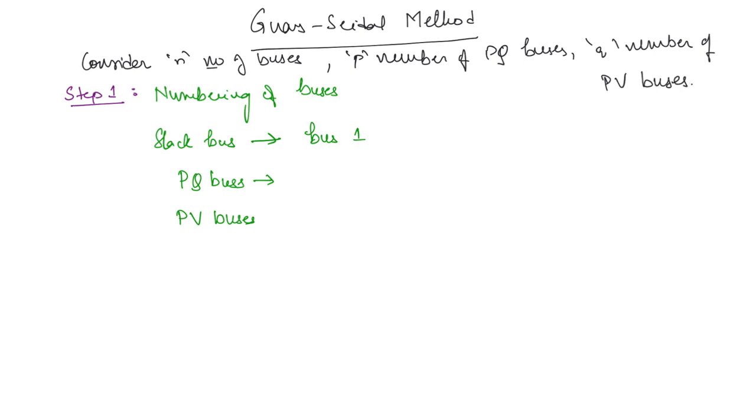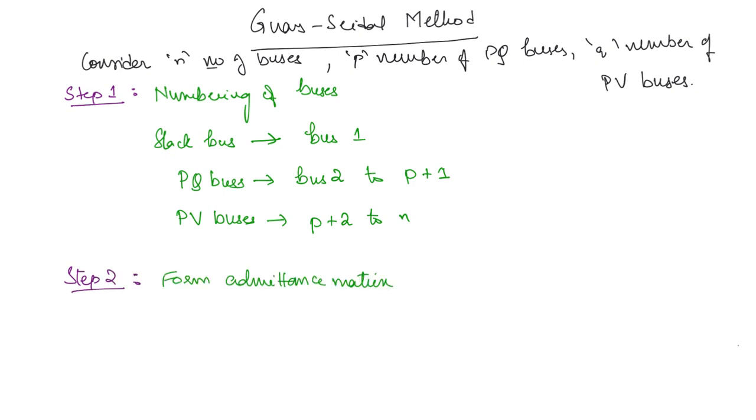So if you start numbering the PQ buses from 2, it will extend till p plus 1, because there are p number of PQ buses, and the PV buses will now start from p plus 2 to the total number of buses, that is n. So this is how you number. The second step is to form the admittance matrix. It will be easier if you can express the admittance in both the rectangular and polar forms, as this will be easier when you are doing the calculations.